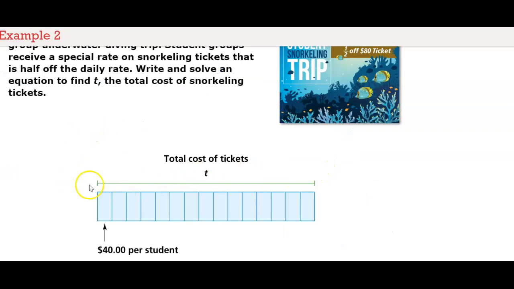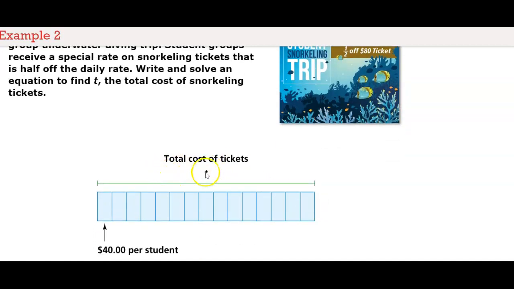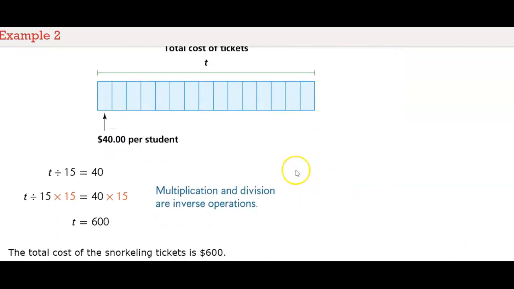Total cost of tickets is T, so that's all of these. And then we have the $40 per student, and there are 15. So there are 15 of these rectangles, and they're all paying the $40 per student. So then we have the equation, which is T divided by 15 equals 40.